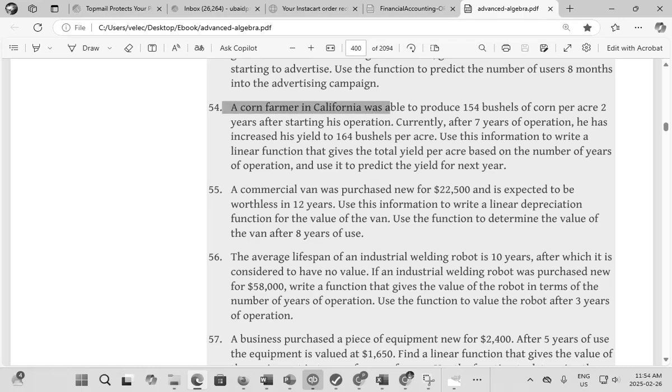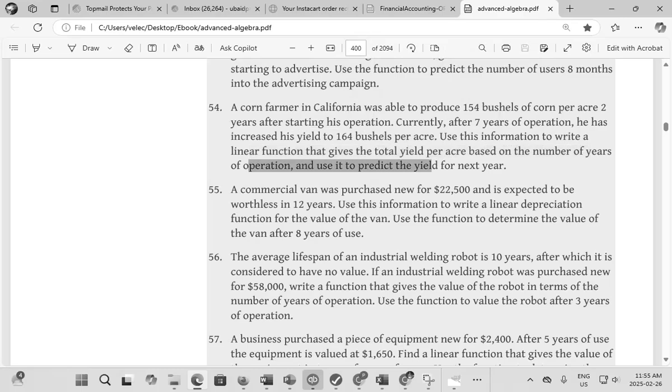A corn farmer in Cali was able to produce 154 bushels of corn per acre 2 years after starting his operation. Currently, after 7 years of operation, he has increased his yield to 164 bushels per acre. So after 7 years, that's 5 years after the 154 bushels result. Use this information to write the linear function that gives the total yield per acre based on number of years of operation.